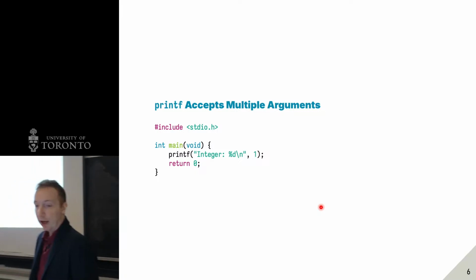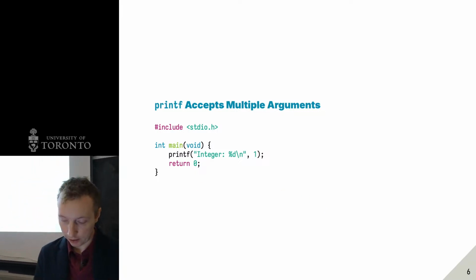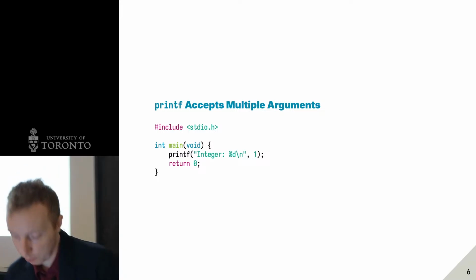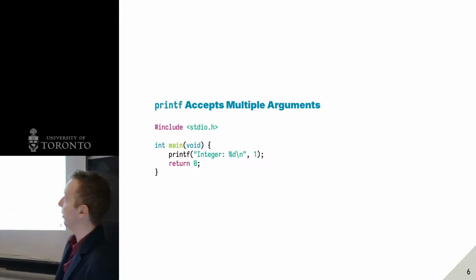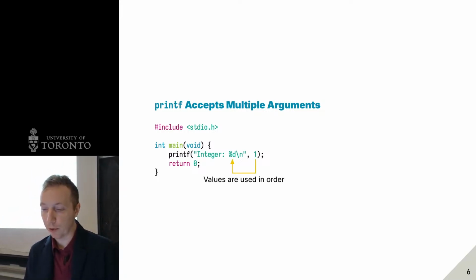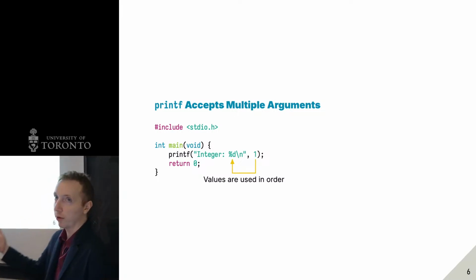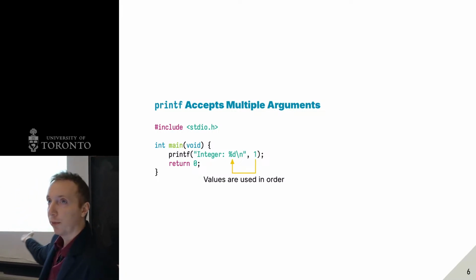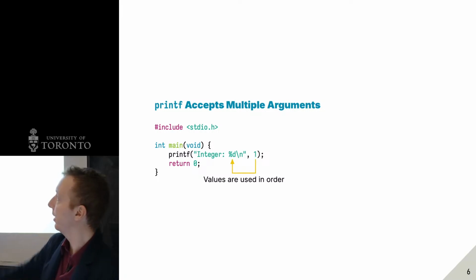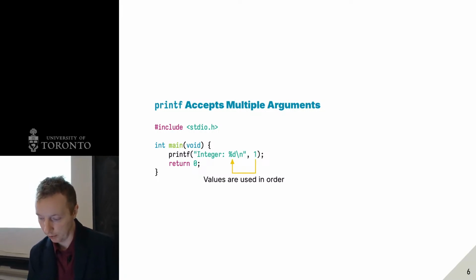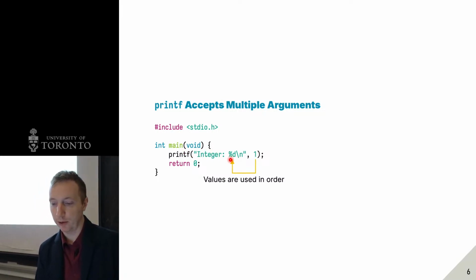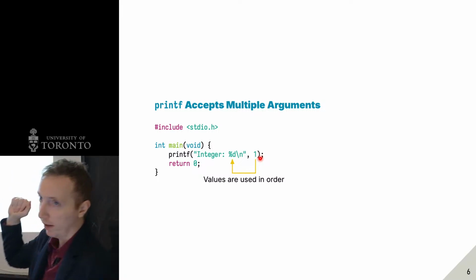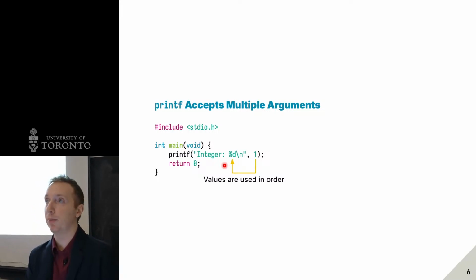So printf accepts multiple arguments, and here is our first example. If we run this, we'll see the output integer 1, and the rule for it is the values are always used in order. So the first value we give printf will correspond to the first format specifier in this printf string. So in this case, it would correspond to this %d, so they have to match. 1 is an integer, so its format specifier must be %d.